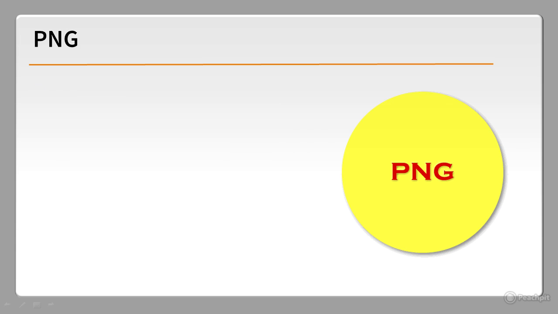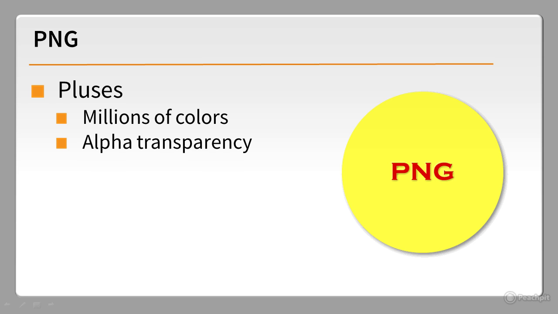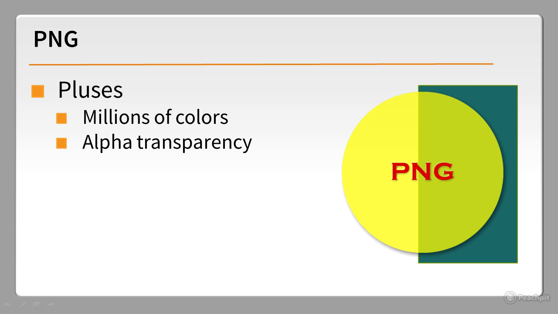PNG tries to offer the best of both worlds. There are 3 different PNG formats: PNG 8, PNG 24 and PNG 32. PNG 8 supports the same 256 colors as GIF, but PNG 24 and PNG 32 support millions of colors. All 3 PNG formats support alpha transparency, which not only avoids the jaggies typical of GIF images, but also allows you to create semi-transparent objects. The teal background blends with the yellow circle where they overlap.